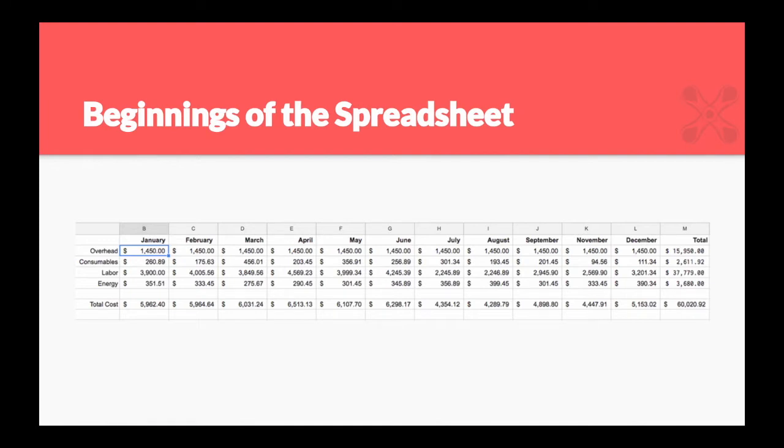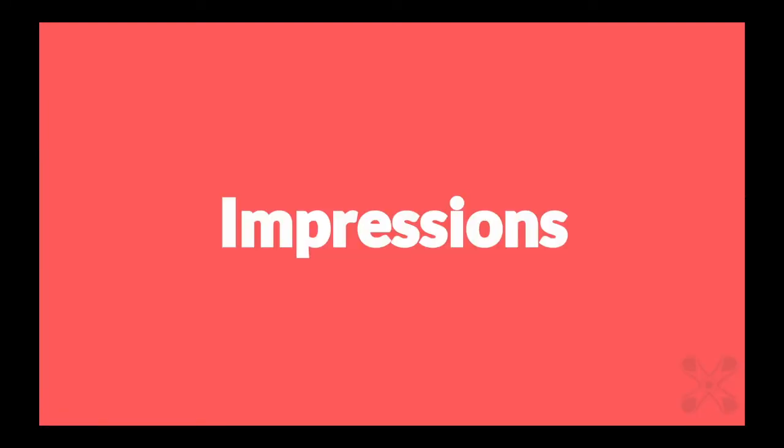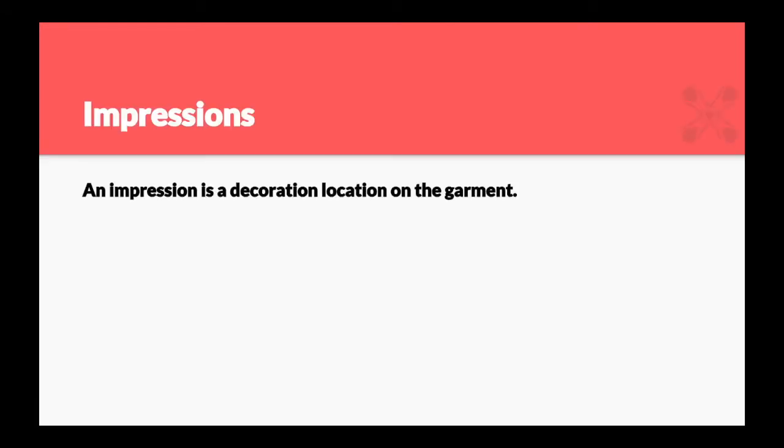So let's just move forward a little bit and let's talk about impressions, okay? Because that's one of the things that we want to talk about. An impression is a decoration location on the garment. A lot of people get confused about, is that the number of colors in the print or the number of colors on the embroidery? No, an impression is just the decoration location. So a front and back print counts as 2 impressions.